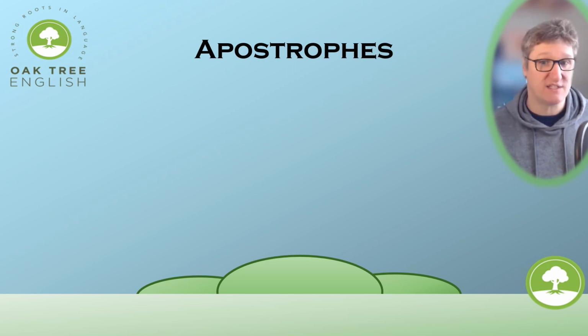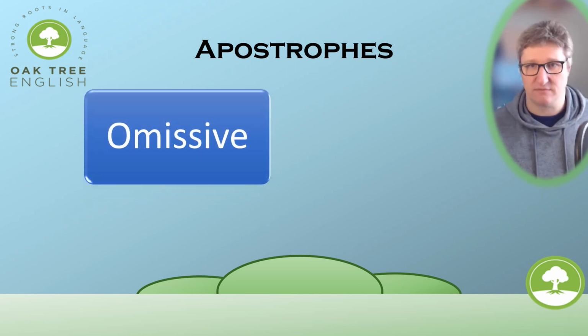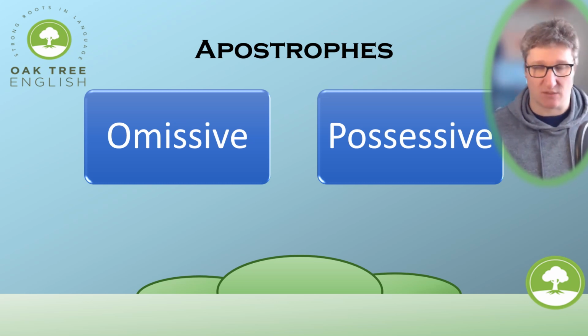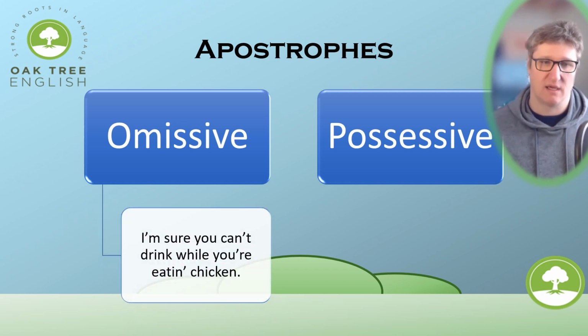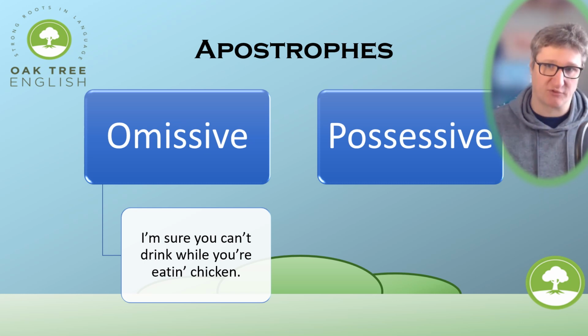Apostrophes, there are only two real uses. Some Americans might argue about this, but we'll talk about that in a second. So the apostrophes are omissive or possessive. An omissive apostrophe is where you omit a letter, where you leave some letters out. So think about "I am sure", "I'm sure". You put the apostrophe in because you're missing an A and you're joining the letters.